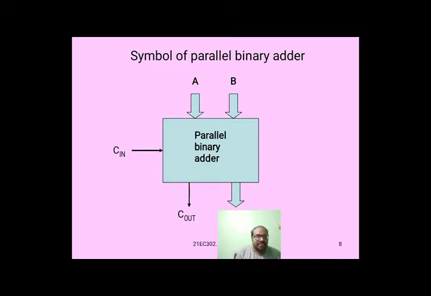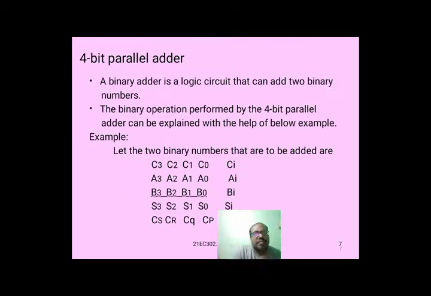Here consider the binary addition of two 4-bit numbers as given in this. Here the inputs are A3, A2, A1, A0, as well as for B input B3, B2, B1, B0. Carries input is C3, C2, C1, C0.